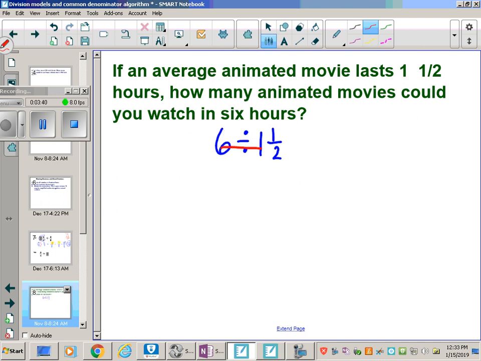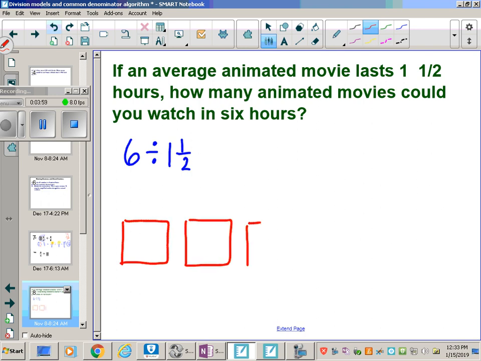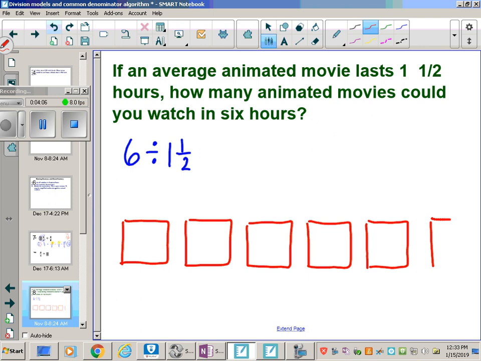Now, if we wanted to work this out using a model, the first thing we would have to do is draw 6 wholes. So let's start by drawing our 6 wholes. And each whole is going to represent 1 whole hour. And then we need to split our 6 whole hours into parts that are each 1 1/2 hours. Well, to make that easier, we want to split each of our hours into halves. That's going to make it easier.